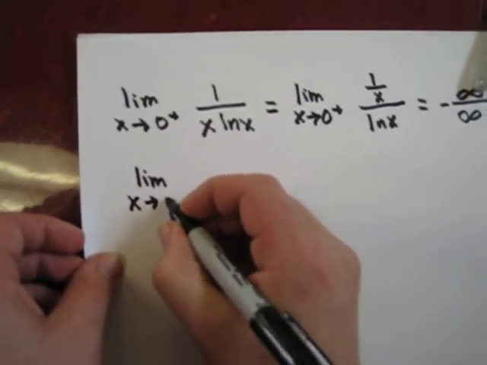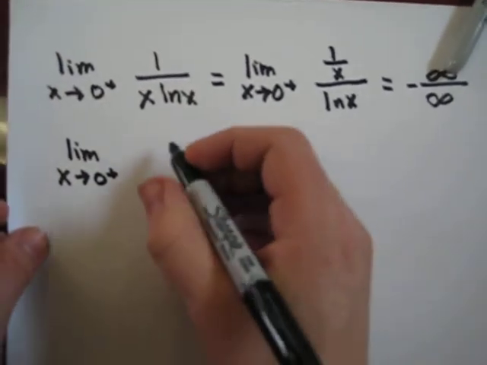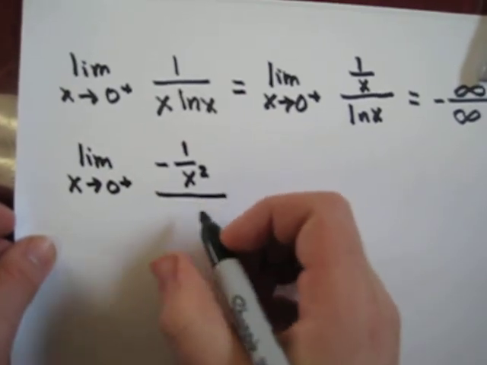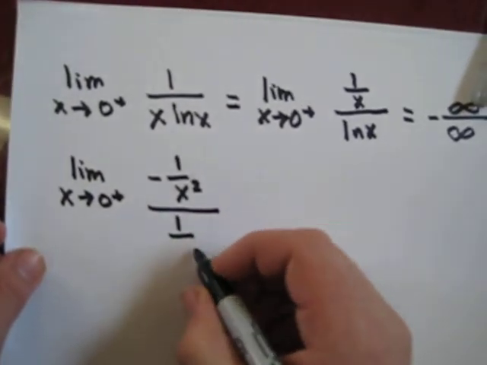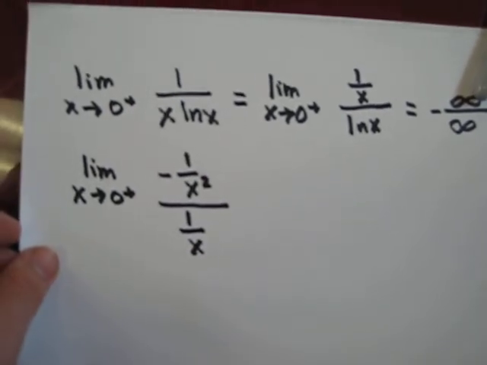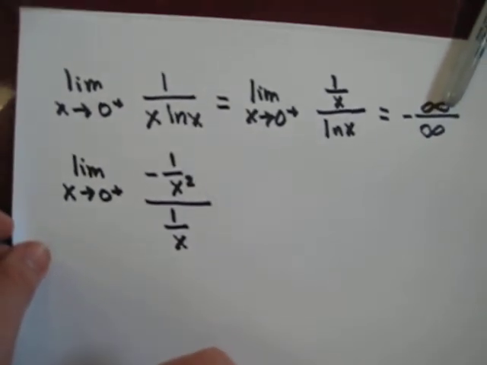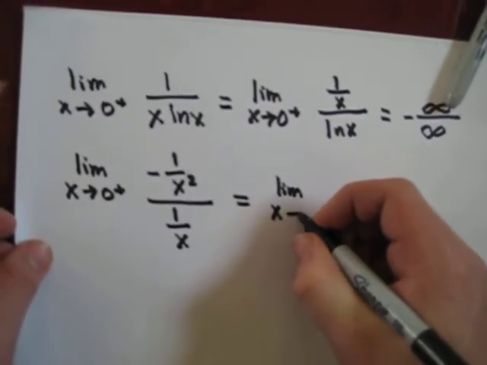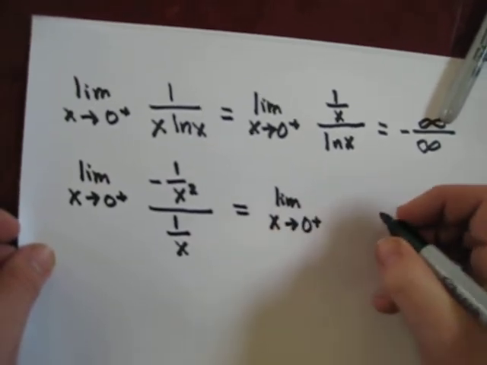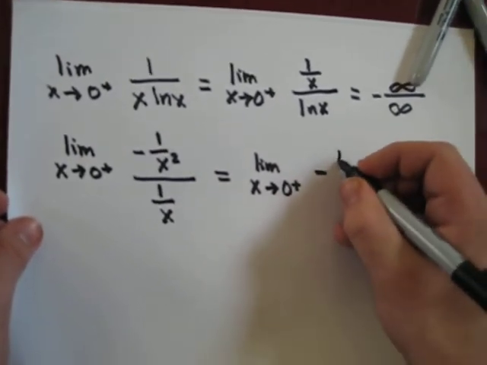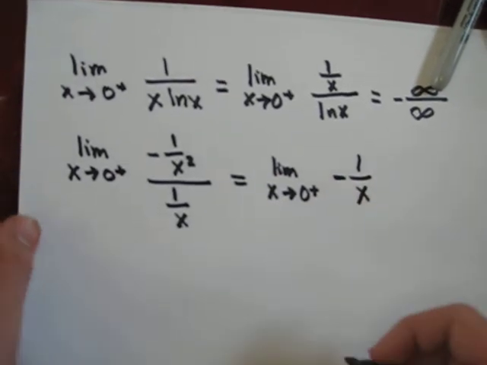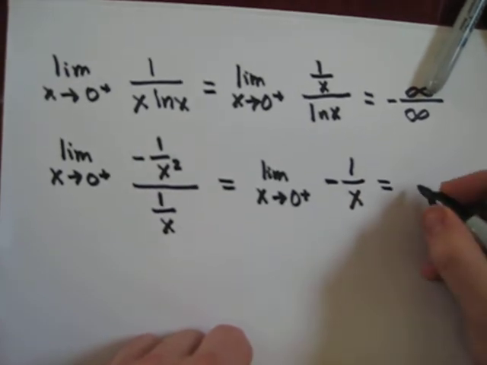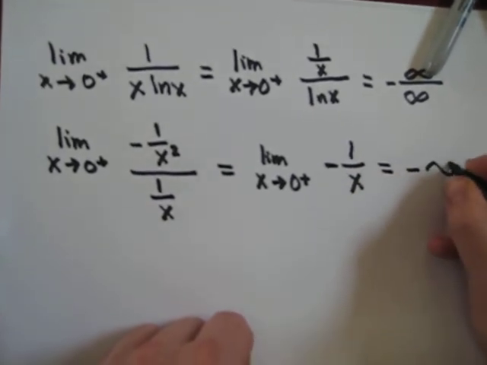We get the limit as x approaches 0. The derivative of 1 over x is negative 1 over x squared, and the derivative of natural log is 1 over x. So now we can simplify this a bit by canceling some x's. We end up with the limit as x goes to 0 of negative 1 over x, and when we approach 0 in the denominator, the answer becomes infinity. Since it's negative, the answer will be negative infinity.